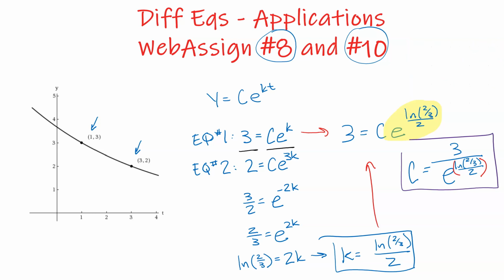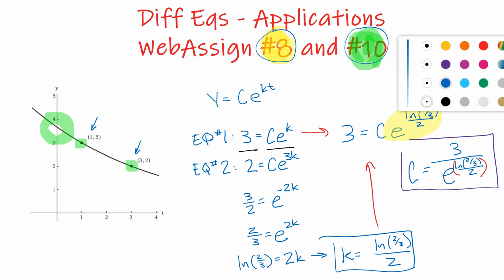Good luck. Folks, last thing I'll mention here is the work that I just did. That's actually WebAssign number 8, but you'll need those same strategies on number 10. So for number 10, also, you're given 2 points that are not, I still call them initial conditions, but it's not at time t equals 0. But you'll need the same strategy there to come up with the model for number 10.